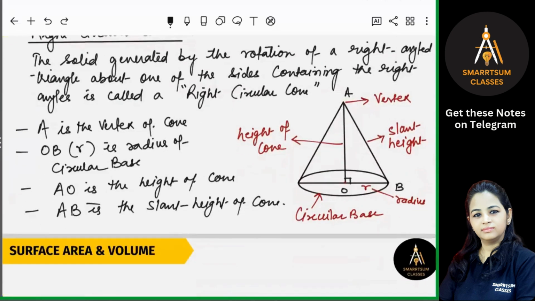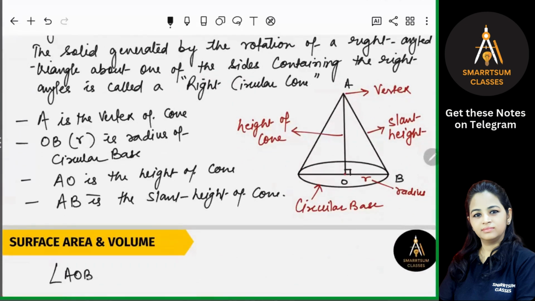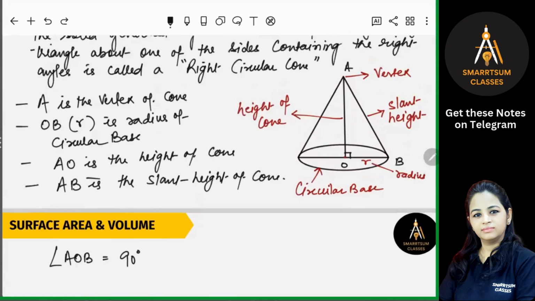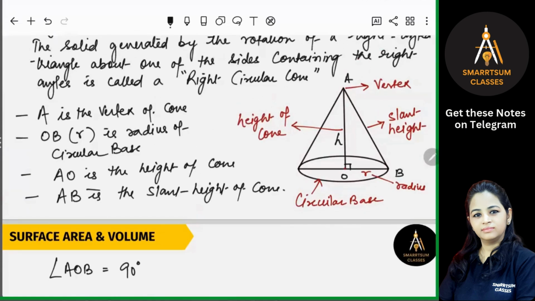As you can see here, angle AOB is 90 degrees in the triangle AOB. The radius R, which is the radius of the circular base, is actually the base of the right angle triangle as well. Suppose this is R, this side, which is the height of the cone, is H, and the slant height is L. So height of the cone is represented by H, slant height by L, and the base radius by R.